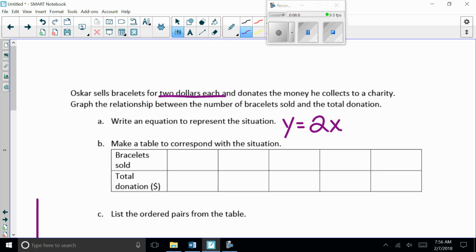If I sell 0 bracelets, if I plug 0 in for x, 2 times 0, I make $0. If I sell 1 bracelet, 2 times 1 is 2. 2 bracelets, 2 times 2 is 4. 3 would be 6, and 4 would be 8. And again, you didn't have to start here, but I'm starting here in this table in order to show you something very specific about our relationship.